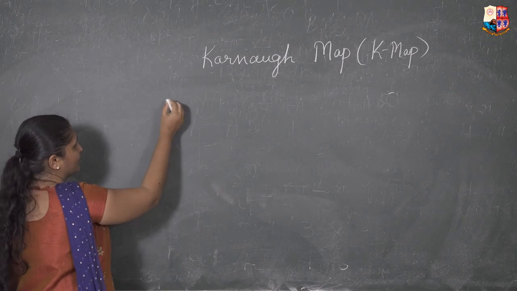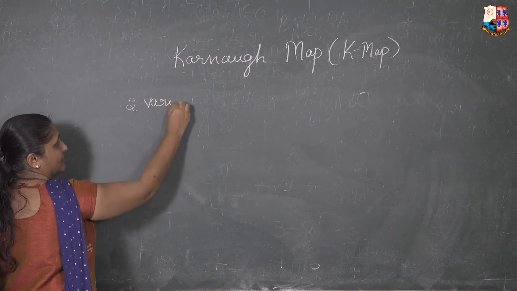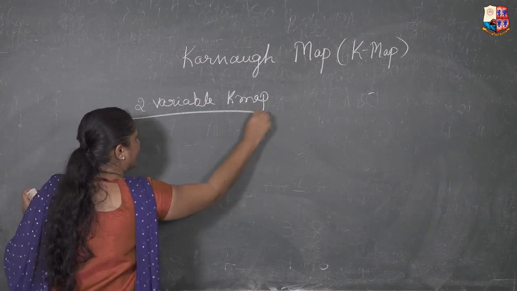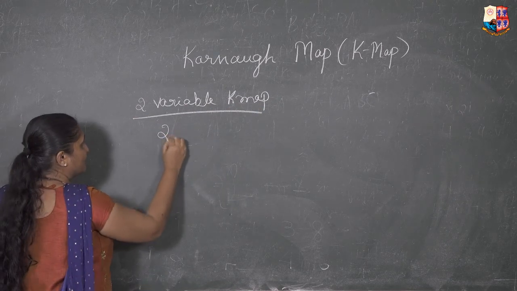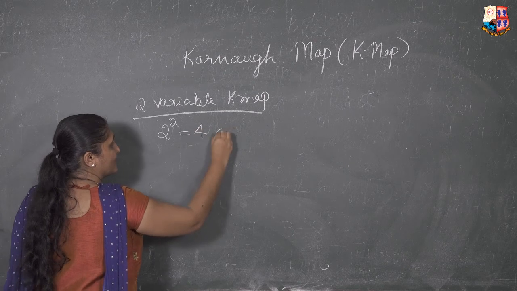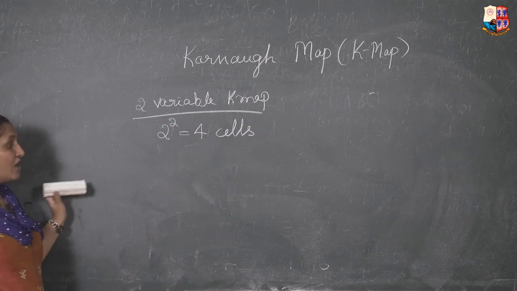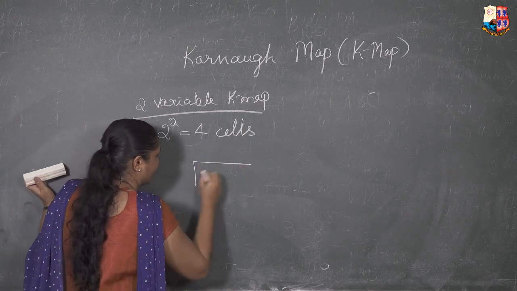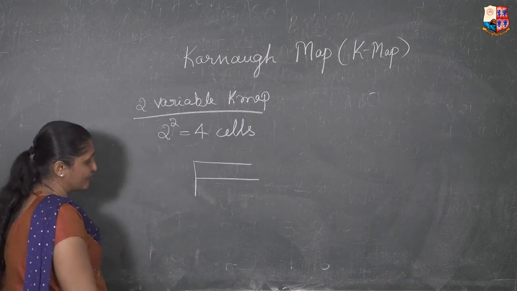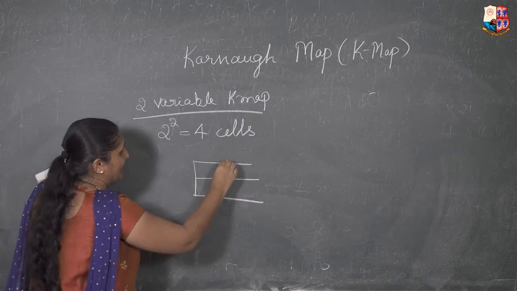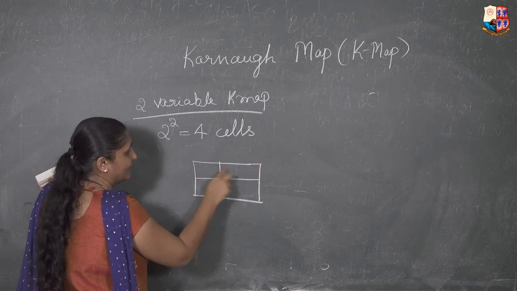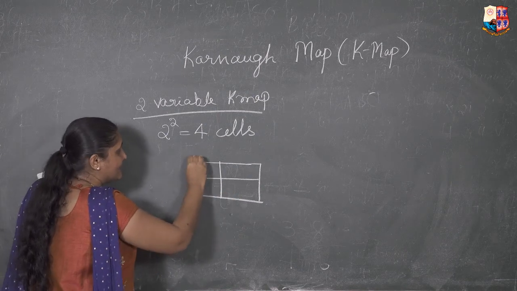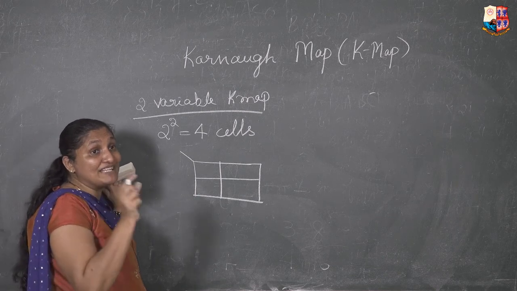Let me take a 2 variable K-map. A 2 variable K-map will have 2 power 2, that's 4 cells. So how do you draw these 4 cells? I am going to consider 2 rows and 2 columns, and we now have 4 boxes. These 4 boxes we call 4 cells, and each box represents a minterm.